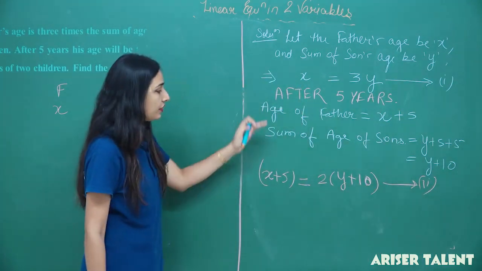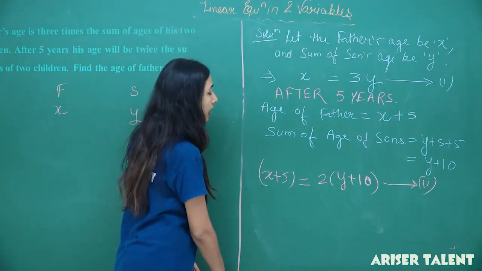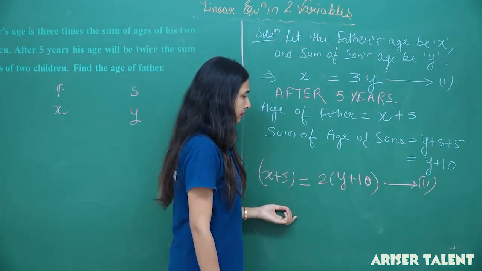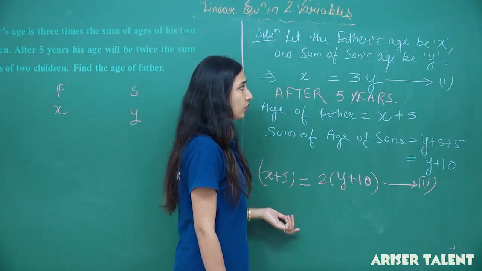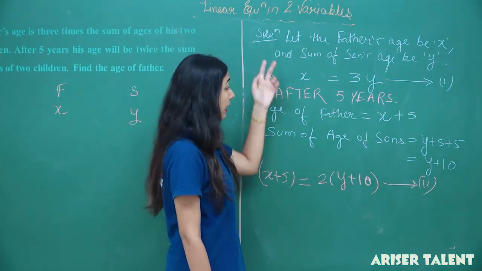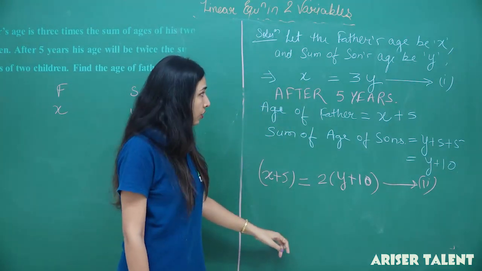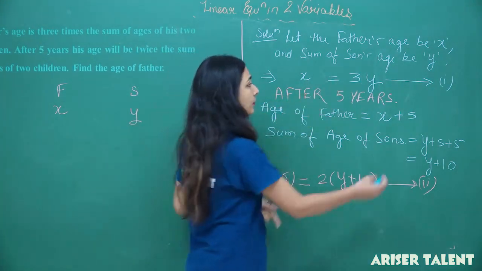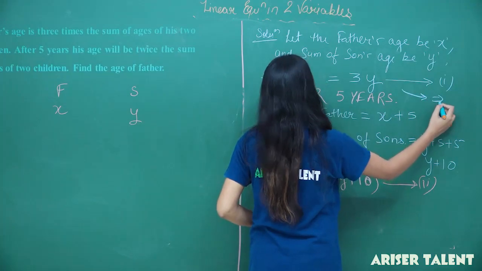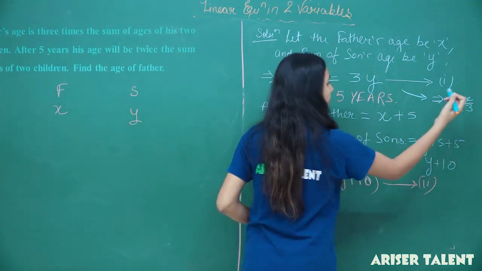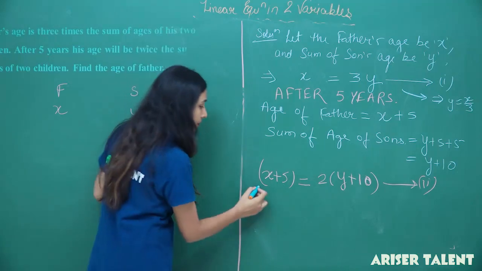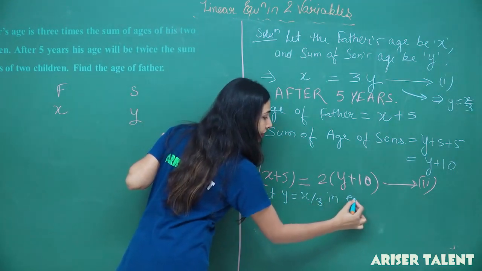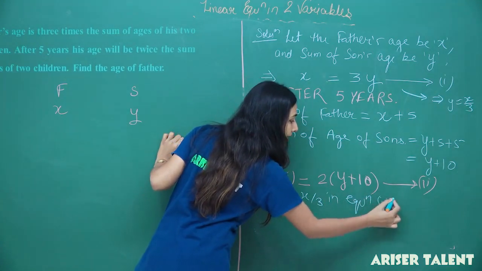Now, we are having these 2 equations, x equals to 3y and x plus 5 equals to 3y plus 10. Can I just put this x? Or wait, what I have to find out? The value of x. I have to find out the father's age now. So, I have to find out x. So, I have to put y. So, from here, I can say that y equals to x by 3. Right. Put y equals to x by 3 in equation second.